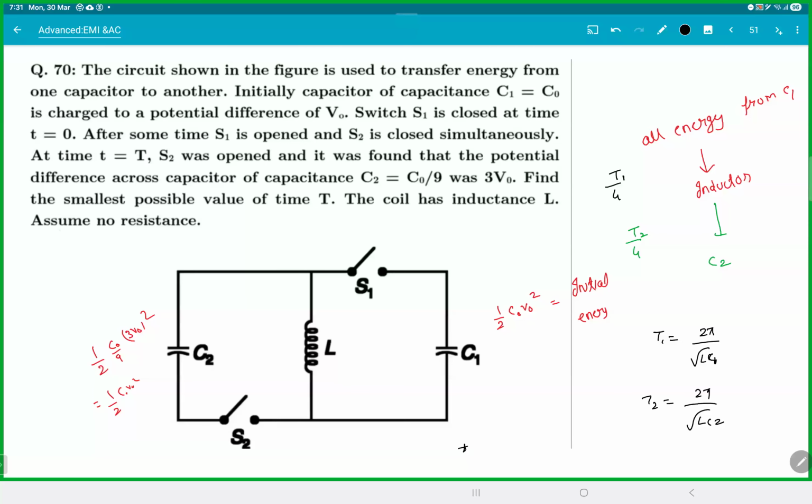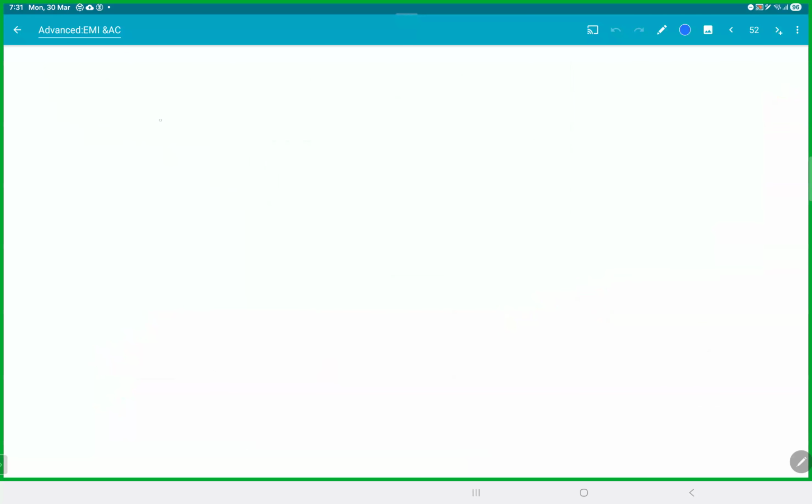So the total time would be pi by 2 root LC1 plus pi by 2 root LC2. So basically, if I have to convert this into a spring block system, this is how it looks. We got a block here. This is the mean position. This is x equal to minus a1, right? Let's say this is k1 and this is m. And here one more block is sitting, m, but this spring is k2, right? So the question would be like this.